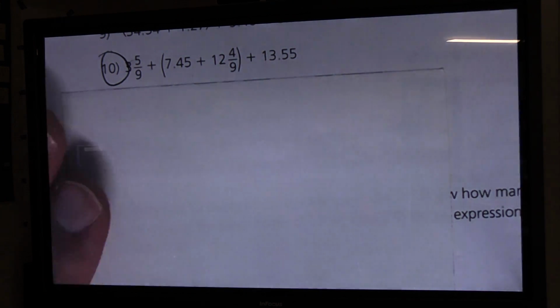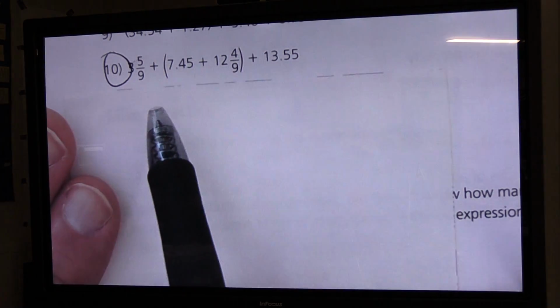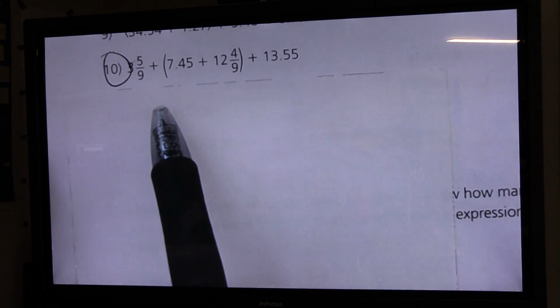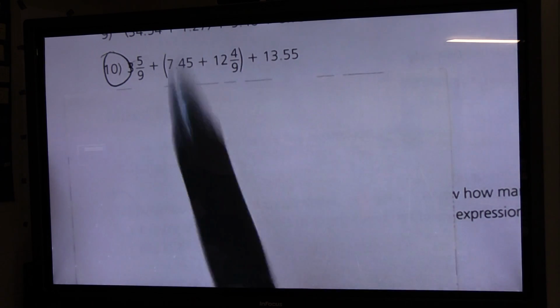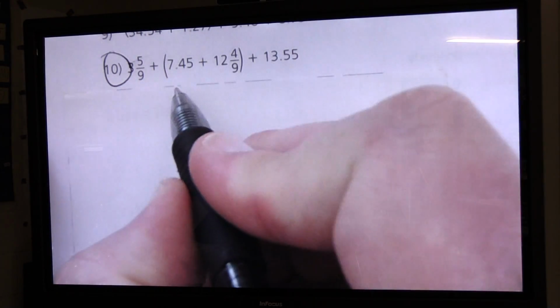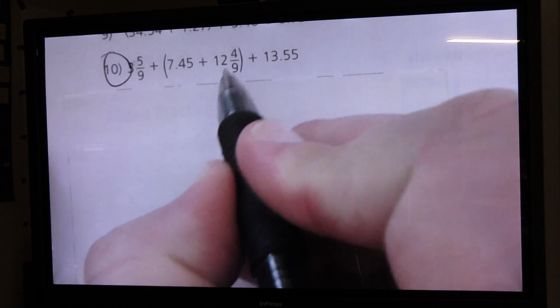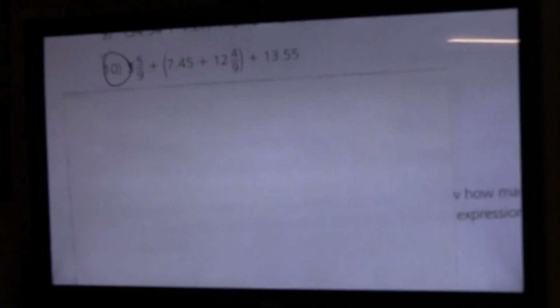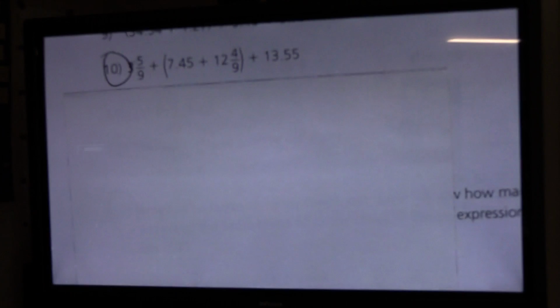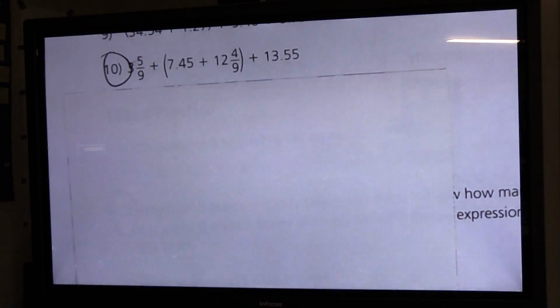Let's look at the part in parentheses, because if you do the order of operations, you always evaluate your parentheses first. So if I have 7 and 45 hundredths, and I want to add to that 12 and 4 ninths, I need to make them either like fractions or like decimals. In this case, I'm going to make them both decimals.